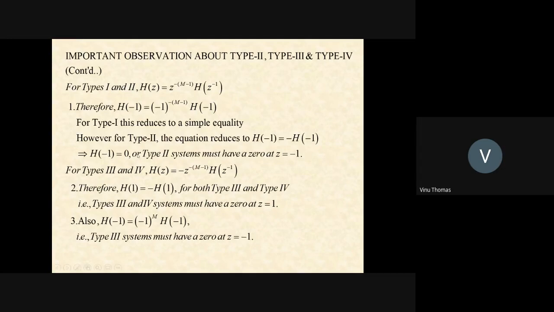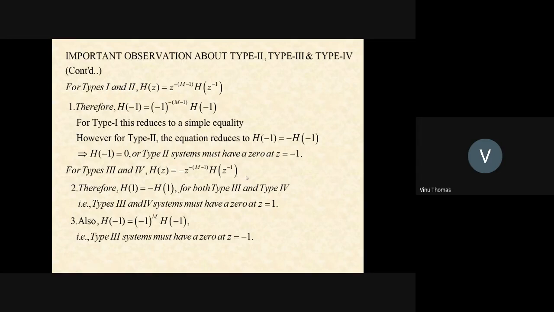But for type 2, you definitely have a 0 at z equal to minus 1. Now for types 3 and 4, H of z can be written as minus z raised to minus M minus 1 into H of z raised to minus 1 because of the anti-symmetry of the filter coefficients.